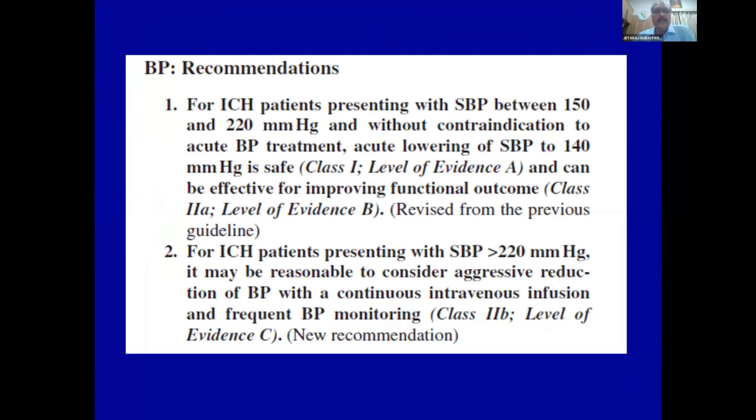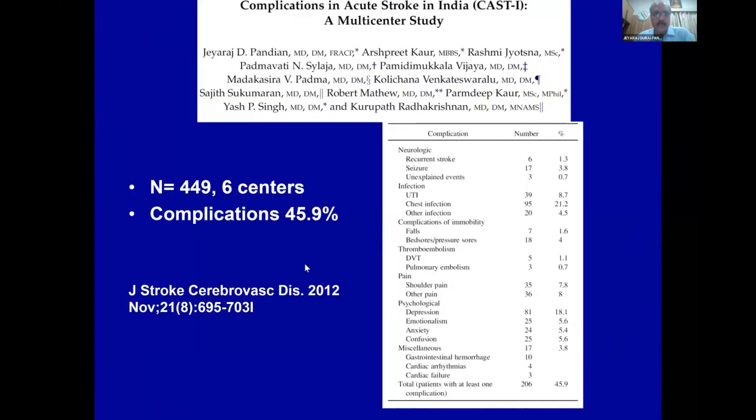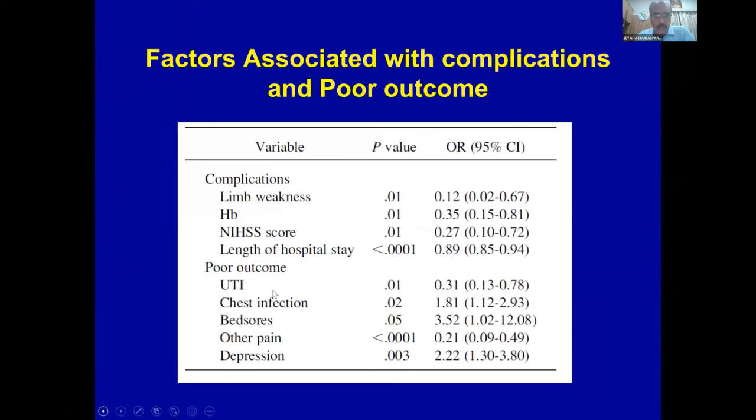So medical complications are known. This is a 6-center study that we did way back in 2011, I think. But 46% of our stroke patients had medical complications. The common ones are pneumonia, UTI, bed sore, recurrent stroke, shoulder pain, psychological problems, etc. And complications lead to bad outcome. You can see here, poor outcome.